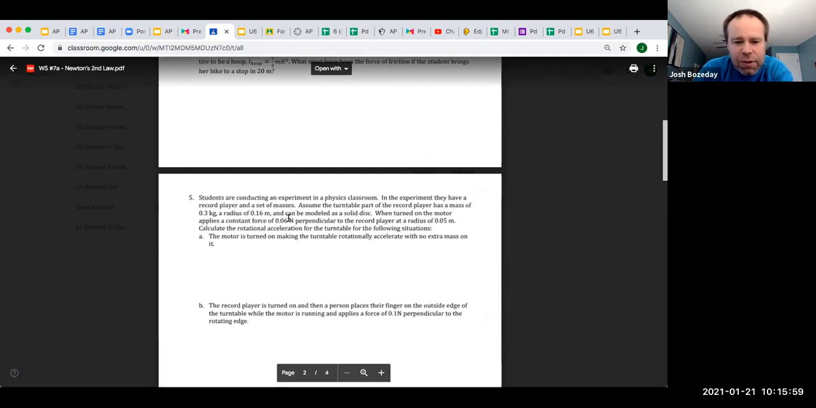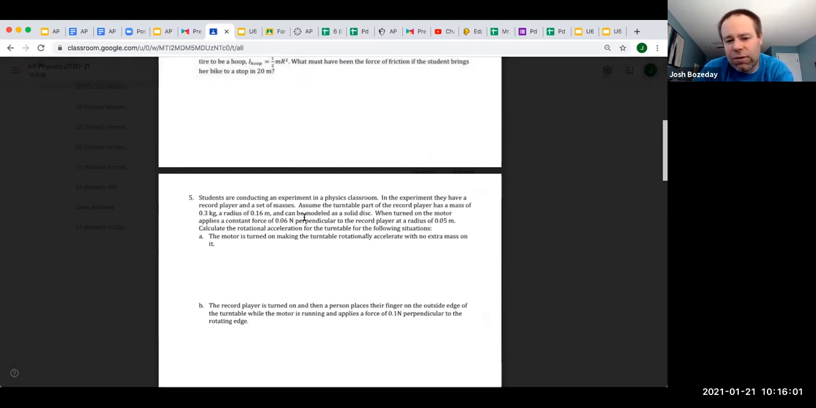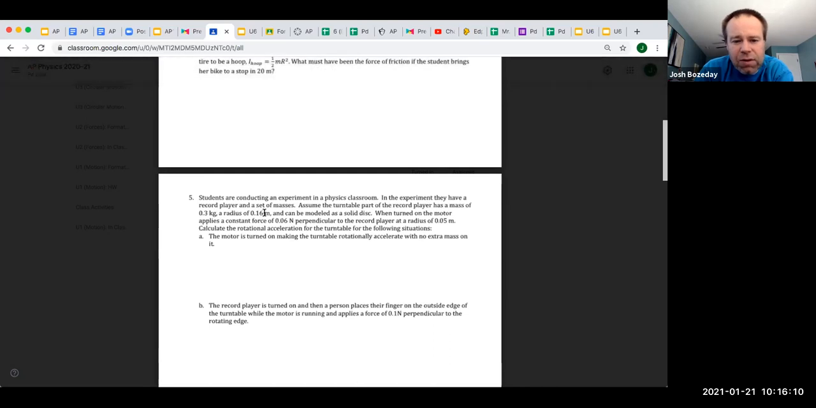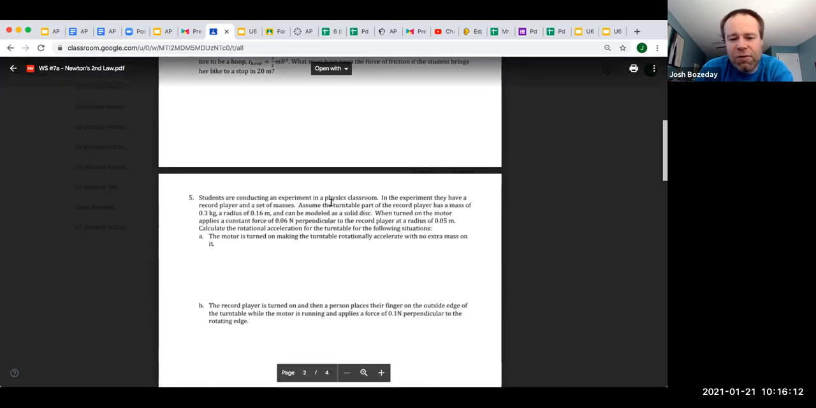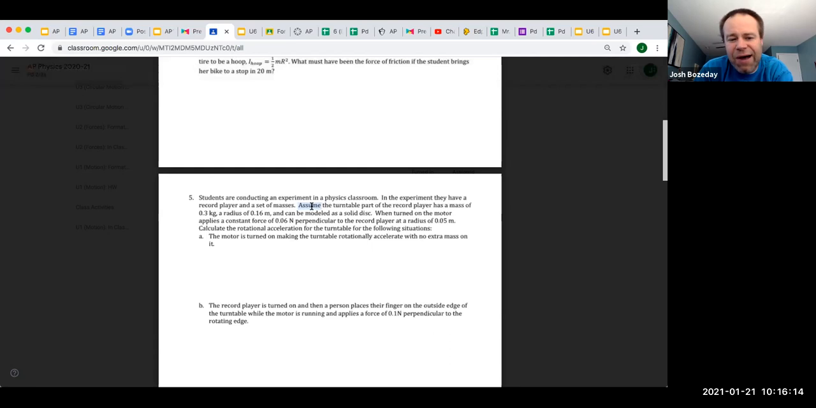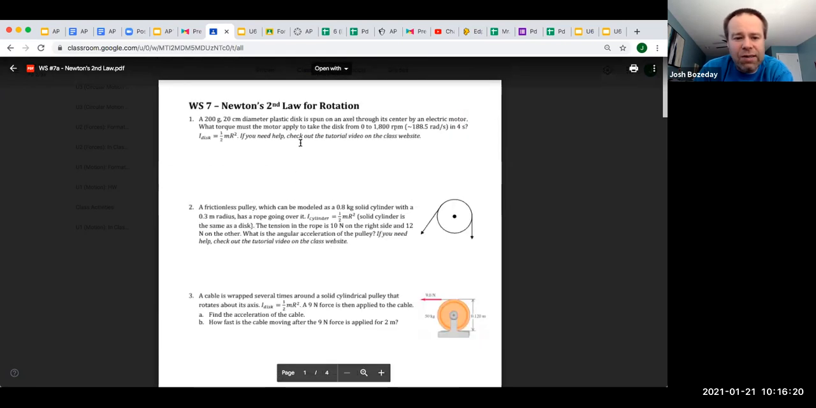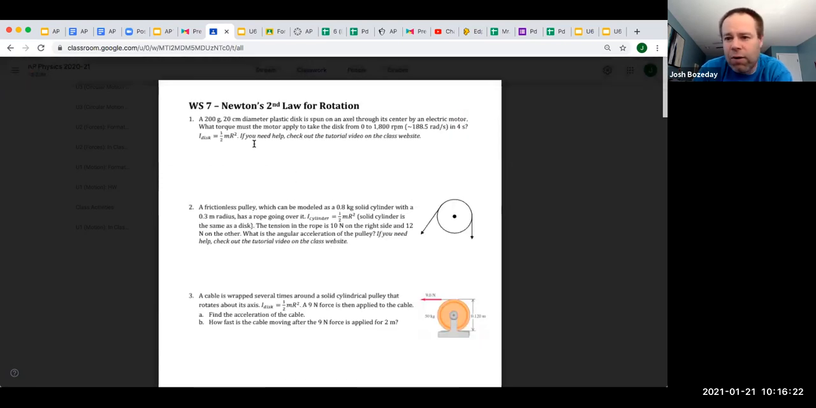So we didn't write it there, but just know that the rotational inertia, it's like of a record player. So we can assume that the turntable part of the record player has a mass of 0.3 kilograms and a radius of 0.16 meters. So for this one, for 5, you can use 1/2 mr squared to find the rotational inertia of the record player. So I thought I'd take a quick look at, say, number 1 with you, okay?